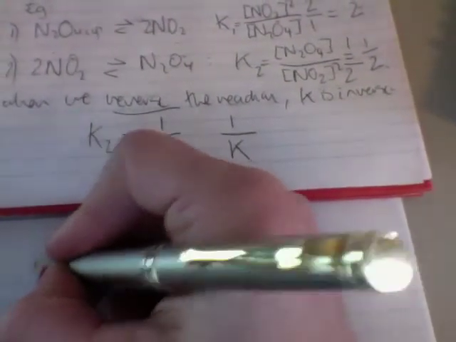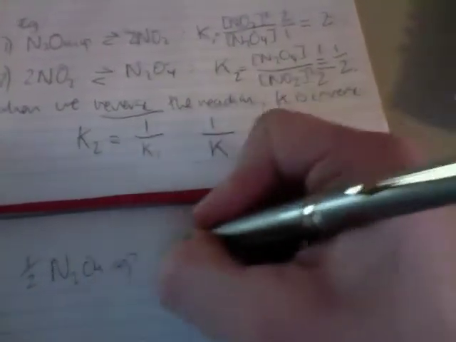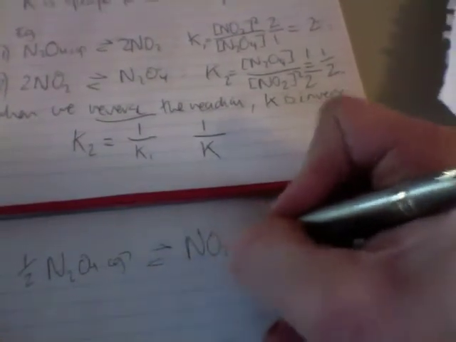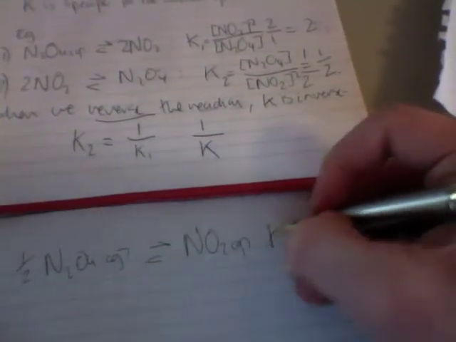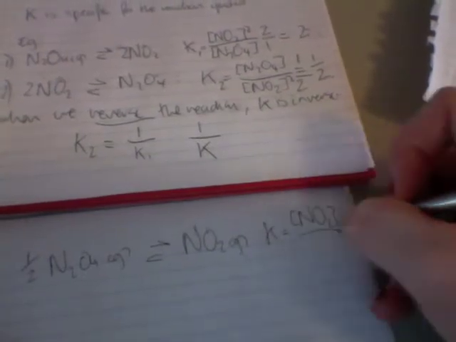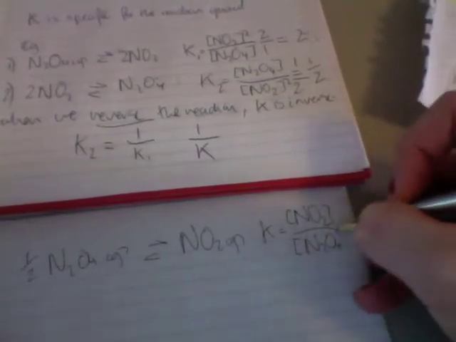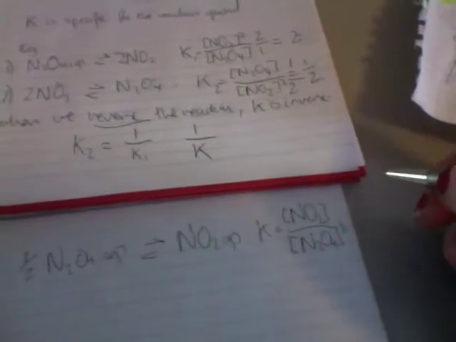Now, we have these ones that we've just worked out before. Let's say that we have the reaction: a half N2O4 gas is converted into NO2 gas. This K would equal NO2 to the power of 1, divided by the concentration of N2O4 to the power of a half.